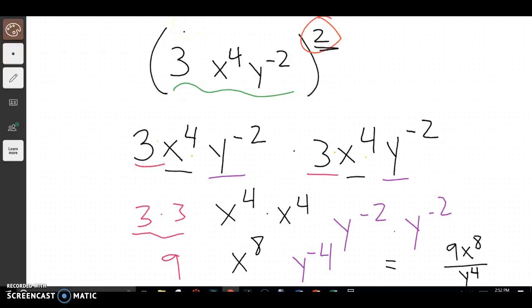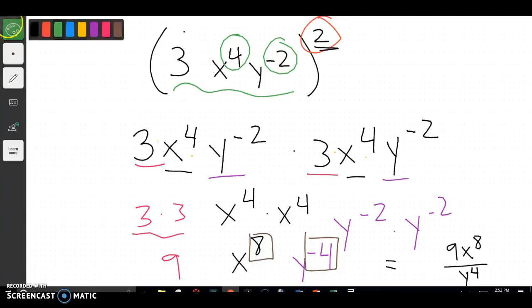Here's what I want to do though. I kind of want to look at what happened to these exponents compared to their original numbers and see if there's a faster way. Well, it looks like the 4 was just times by 2 to get to 8, and the negative 2 was times by 2 to get to negative 4. So there's a faster way to do the power rule.